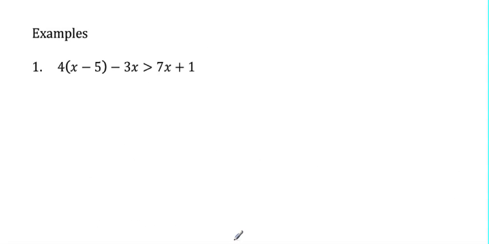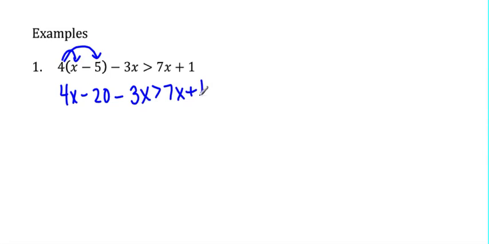It says 4 times (x minus 5) minus 3x is greater than 7x plus 1. So the first thing I do is get rid of parentheses. So I distribute the 4 through. So I have 4x minus 20 minus 3x is greater than 7x plus 1.